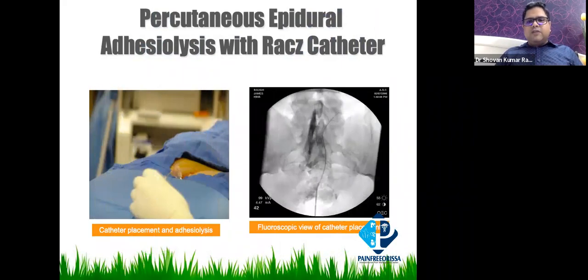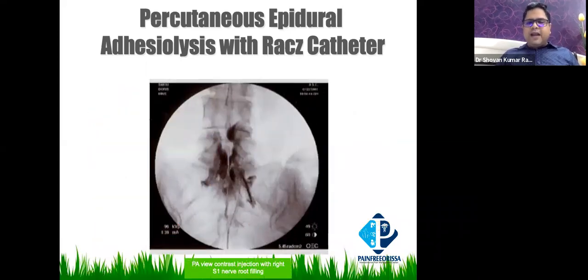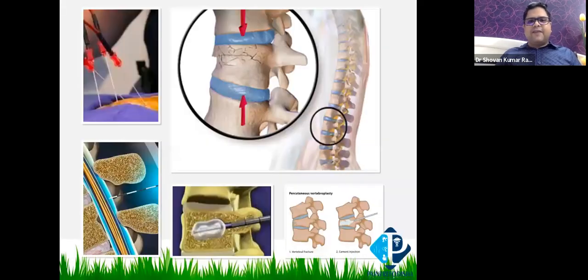Now, how do we do a percutaneous epidural adhesiolysis? First we put dye through the epidural needle. We see that the dye distribution is less on this side, then you put the Racz catheter and lyse those adhesions. Then after that, you put dye again and you see that there is proper dye distribution along both the sides. So that is with the Racz catheter.